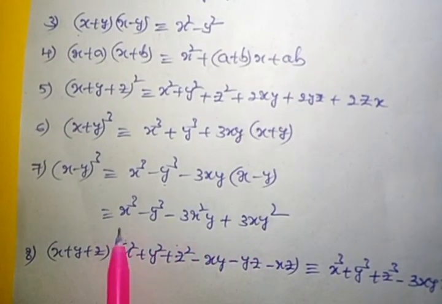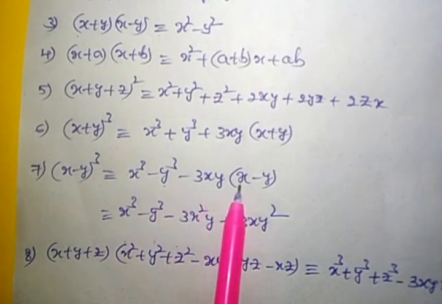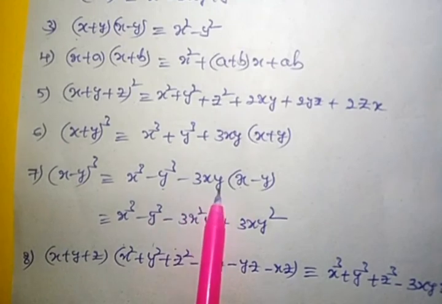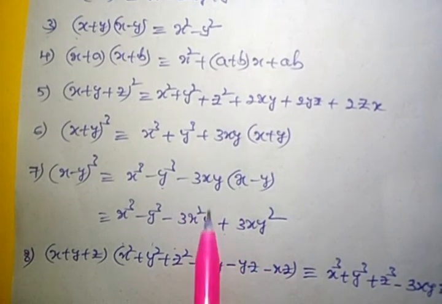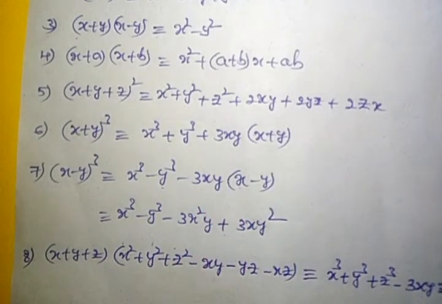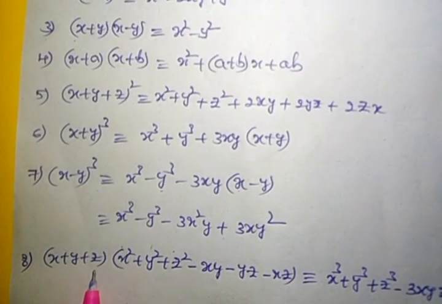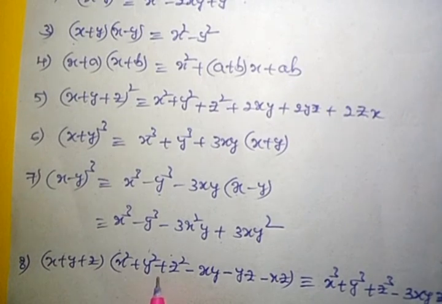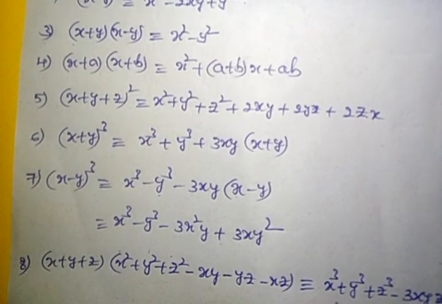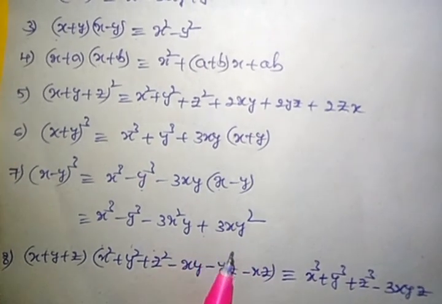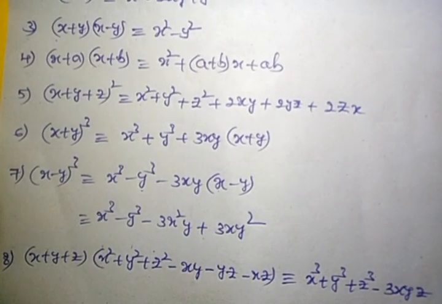And if you simplify this, you will get the result in this way also: x cube minus y cube minus 3x square y plus 3xy square. Okay, you can write this formula or this formula also. Eighth one, x plus y plus z into x square plus y square plus z square minus xy minus yz minus xz equals x cube plus y cube plus z cube minus 3xyz.